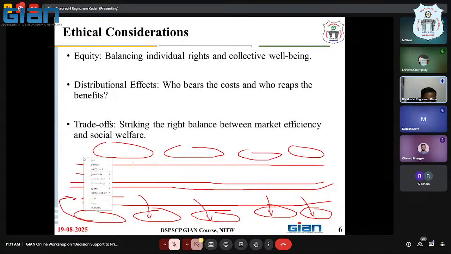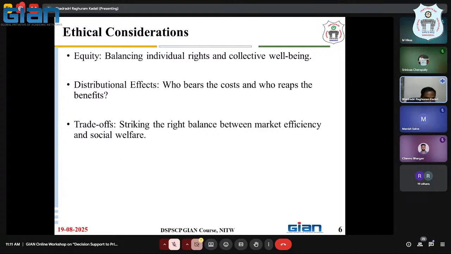I hope you got the point, how dangerous it actually is. So that means we are not looking at the social welfare of a project. We are only thinking about what benefit the individual users will get from the project.